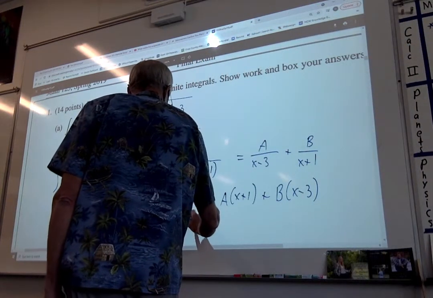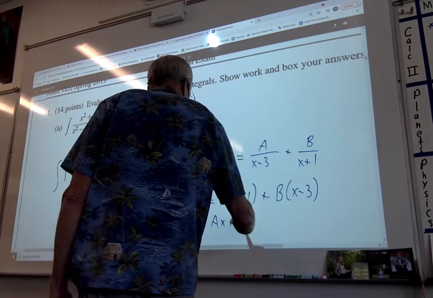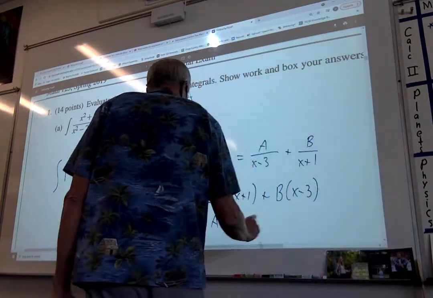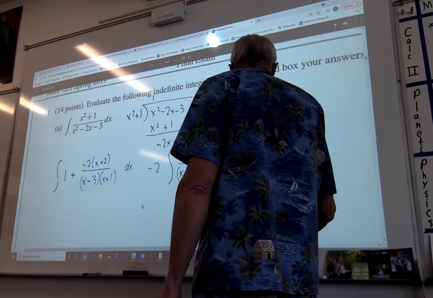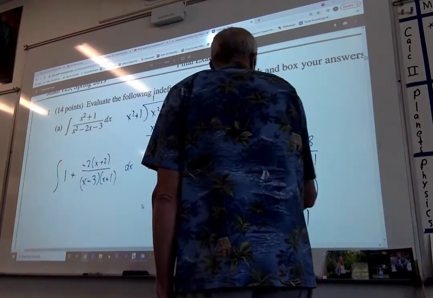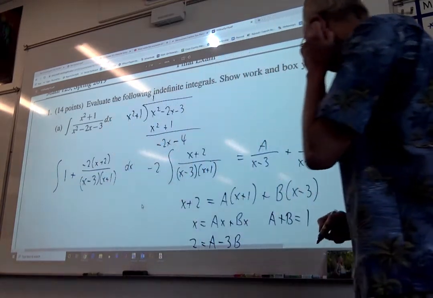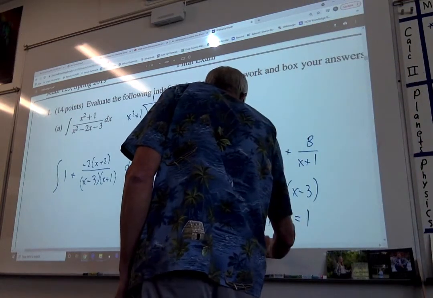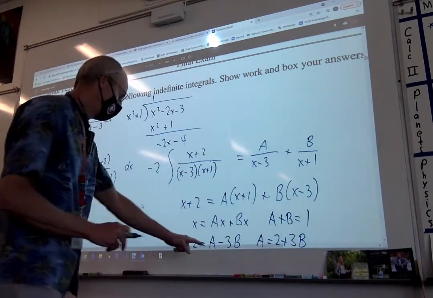So basically what we have, x is equal to ax plus bx, or divide everything by x. So a plus b equals 1. And then we have 2 equals a minus 3b. So a is equal to 2 plus 3b. A is 2 plus 3b.